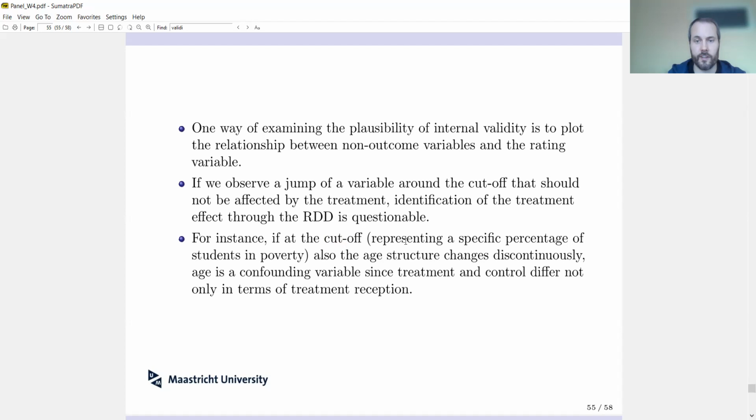Let's say this cutoff presents a certain percentage of students in poverty. Also, at this cutoff, the age structure changes discontinuously. So it happens to be the case that at this cutoff, the schools that are just above and the schools that are just below differ in average age, for instance. Then age becomes a confounding variable, and treatment and control are different in more than one way. They are not only different in terms of the treatment, but also in terms of age, and therefore we cannot draw causal conclusions anymore. Okay.